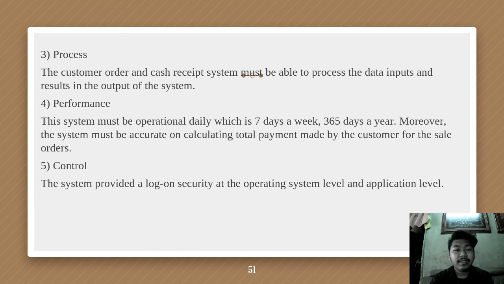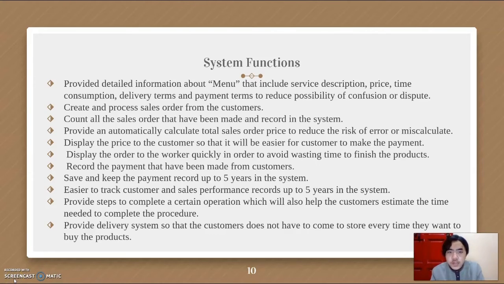And number 5, in terms of control, this system will provide a lock on security at the operating system level and also the application system. That means that the owner can only access the system for payment purposes. Next, I will talk about system function.